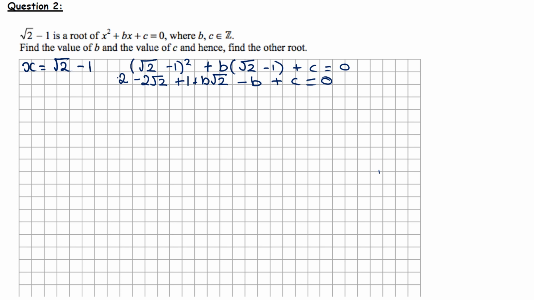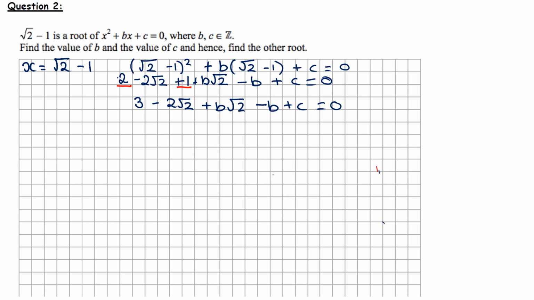So once we've done our substitution and we get this line here, we can clean it up slightly, but not a lot. For example, we have here a 2 and a 1. That's pretty much all we can do. So we have 3 minus 2 root 2 plus b root 2 minus b plus c equals 0. So that's as simplified as we can get it.